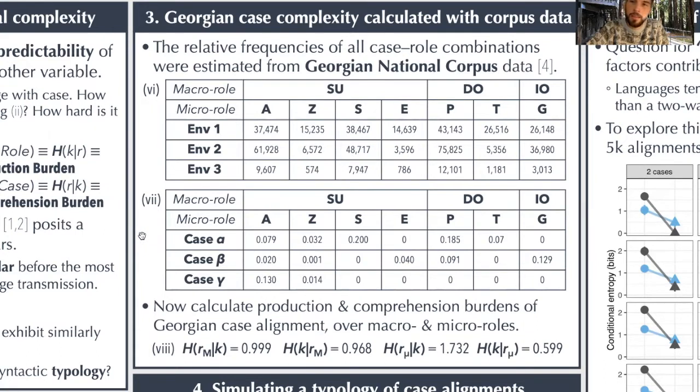So just how complicated is this case alignment system in an information theoretic sense? Well, to answer that question, we'll need to know the relative frequency of each pairwise combination of the three cases in Georgian and the 7 syntactic roles. I queried the Georgian National Corpus data and got these raw counts of every micro role in each of the tense environments. And from there, it's pretty easy to calculate how frequent all of the transitive subjects in case gamma, or all of the experiencer subjects in case alpha are, and so on. These allow us to calculate the key conditional entropy values that we'll be thinking about.